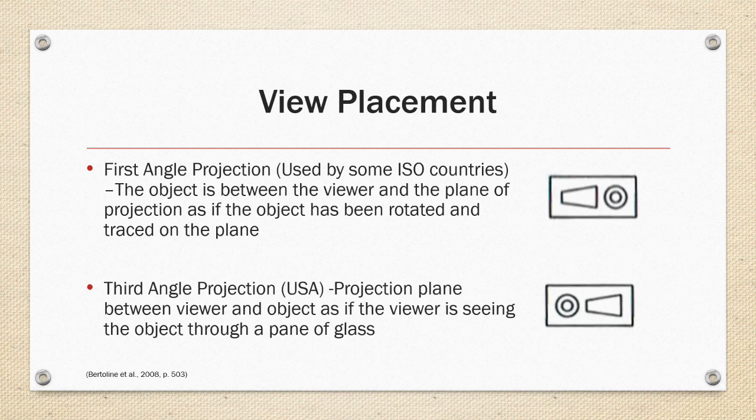To verify the angle of projection on a drawing, look in the drawing title block for the symbol that depicts two views of a truncated cone. The corresponding symbols for the two different projection angles are shown on the right.